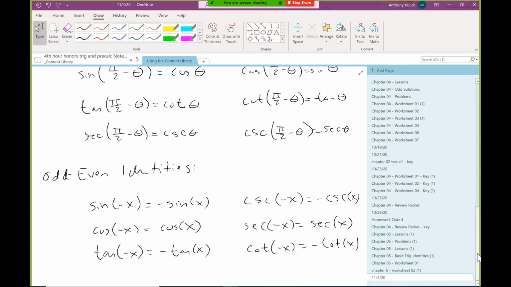Okay. No examples yet, right? We've just fired through a bunch of identities. We don't even know what we're going to do with them yet. So let's give some examples.